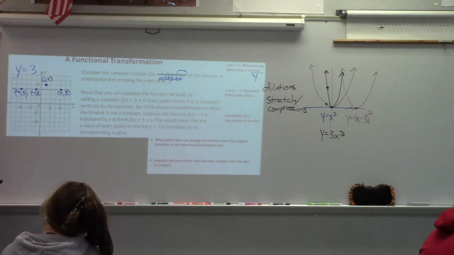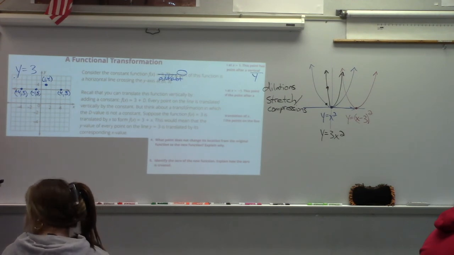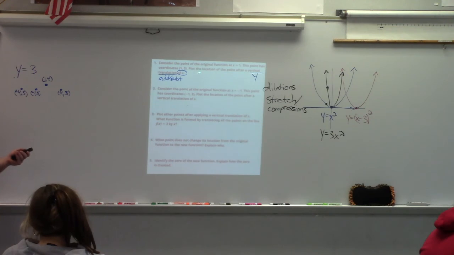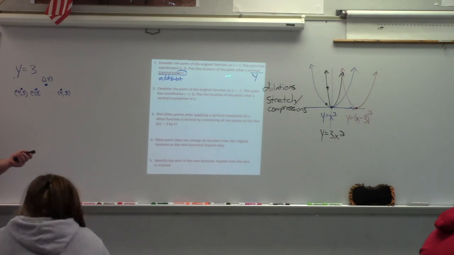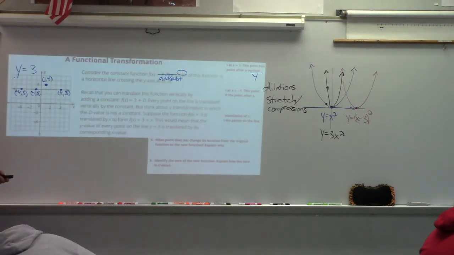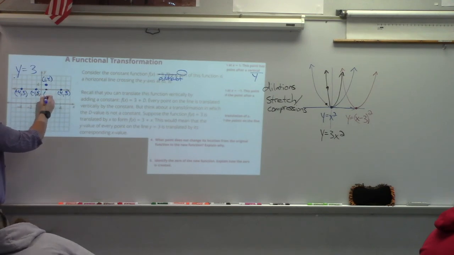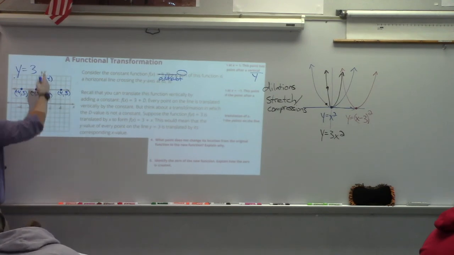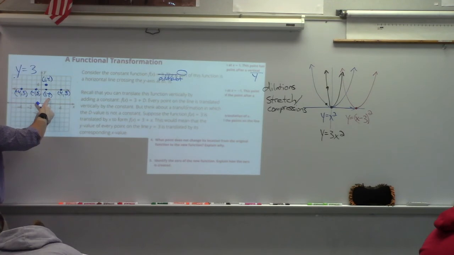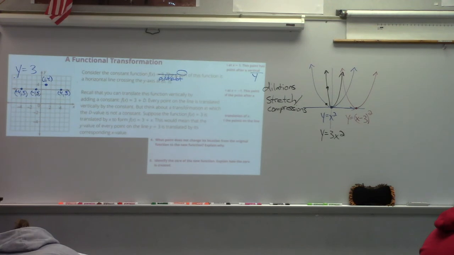What are your questions about that detail? Jordan's like, I'm rocking with it, Mr. Kenny. Wait, why did you do that? Because the directions for number 1 say plot the location of the point after a vertical translation of x. So I took this point 1, 3. I'm only affecting the y, but I'm taking the y value and adding x to it. 3 plus 1 is 4. So the x stays the same, but the y is translated up by the value of x. Does that make sense?